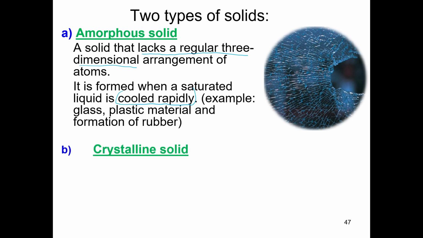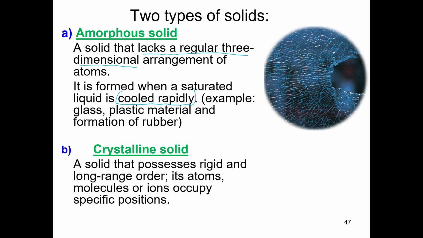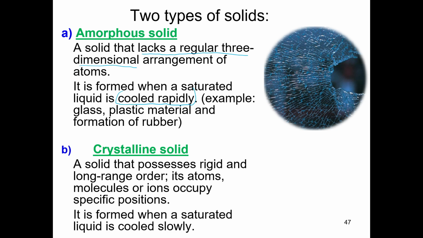The second type of solid is crystalline solid. As the name crystal suggests, we see many 3D or specific arrangements, and most crystalline solids are beautiful. The process to form crystalline solid is very long, that's why we get a beautiful arrangement. We call it 3D arrangement. It forms when a saturated solution is cooled slowly.